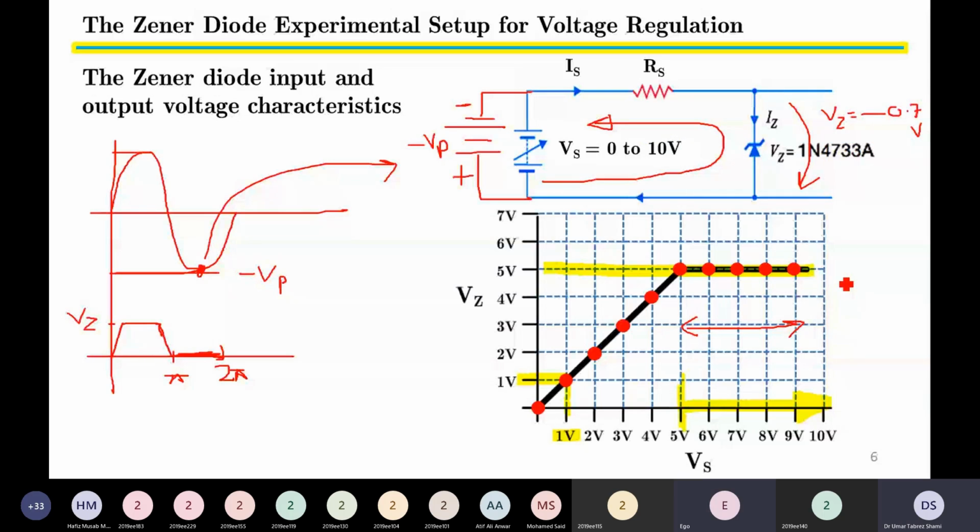Why, sir, will the remaining voltage drop be across RS? And the remaining will be available across RS.